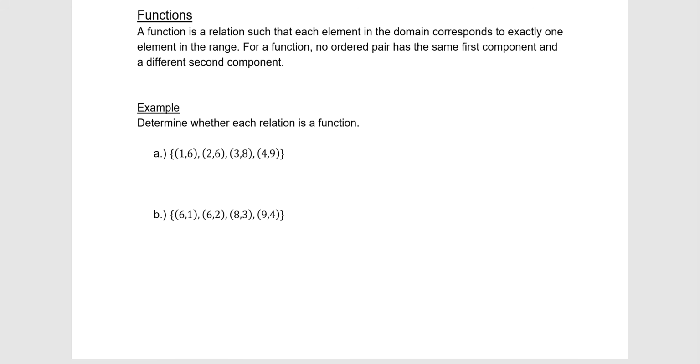Taking a look at these examples right here, determining whether each relation is a function or not. For the first one, for A, we look at all of the first elements. We have 1, 2, 3, and 4. Since none of the first elements repeat themselves, they're all unique, they're all different, this is going to be a function.